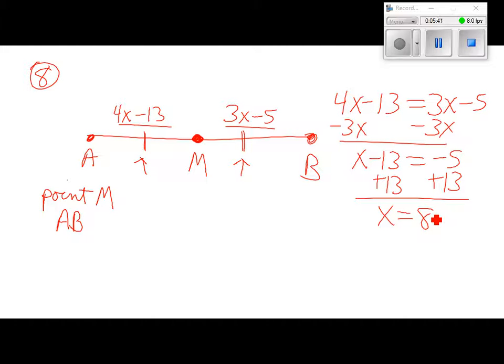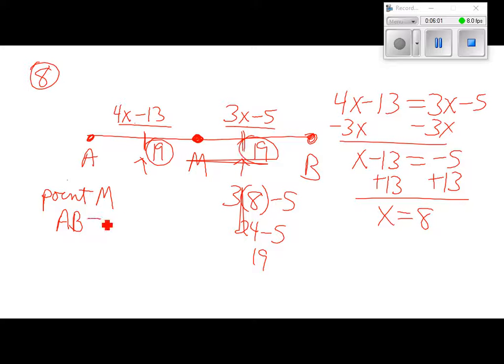AB is the whole thing, so what we're going to do is just plug into one of these two. If I plug in right here, 3 times 8 minus 5, 3 times 8 is 24, minus 5 is 19, so this part is 19. Well, that means this part's 19, and we want to find the whole segment, so we're going to add them together, and we get AB is 38. We look down there, and it's point M, and AB equals 38, and that looks like letter B. Letter B.